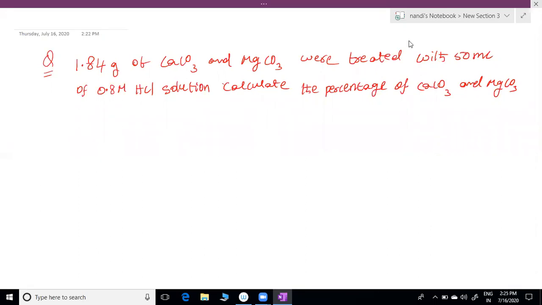Right? So out of 1.84 grams, how much calcium carbonate is there? How much MgCO3 is there? That's what we need to find out. Maybe 1 gram is CaCO3, maybe 0.84 grams is MgCO3. Like that, you have to find out the composition.